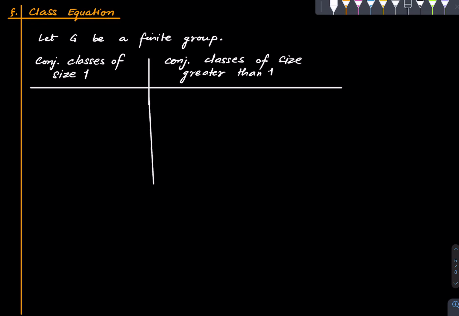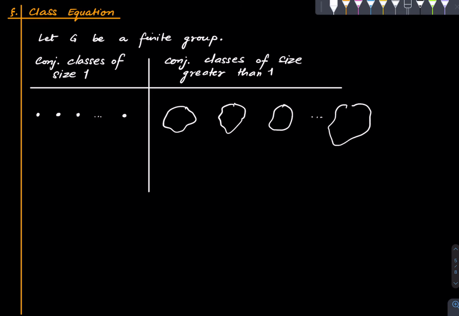And let us just schematically, or I don't know what to call it, let us diagrammatically record them. So these are all the conjugacy classes of size 1, these dots, and these are the conjugacy classes of size greater than 1, these blobs. They could have different sizes, of course. All right, so maybe the last one is the biggest blob.